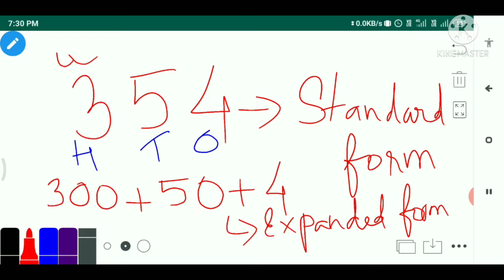I hope you have understood what is standard form and what is expanded form. In standard form, we simply write the number. It may be a 1-digit, 2-digit, 3-digit or 4-digit number, that will be called standard form. But if a number is written on the basis of the place value, that will be expanded form.